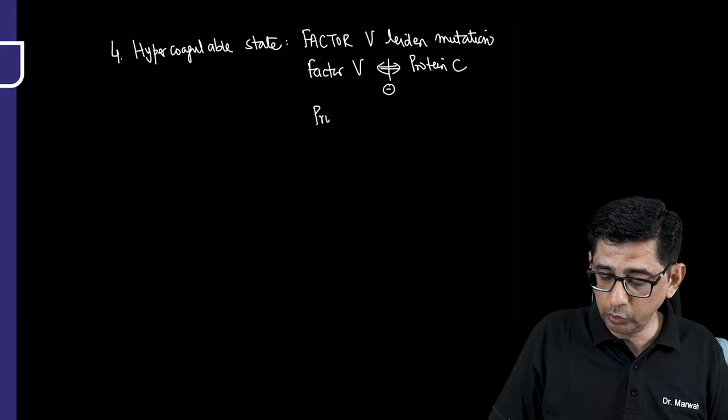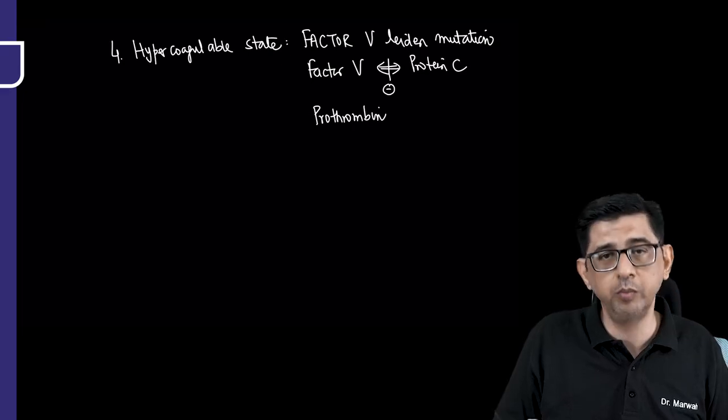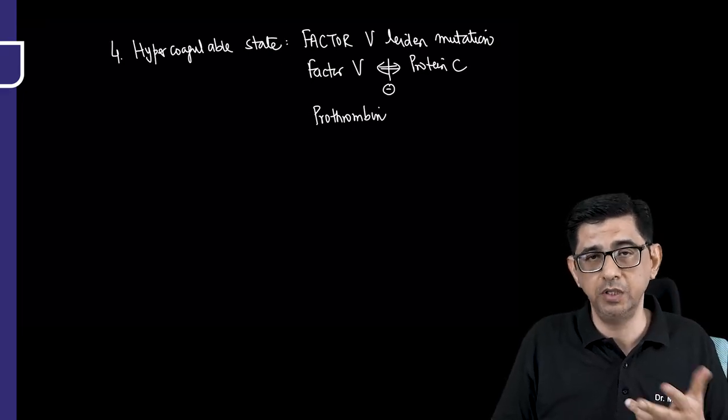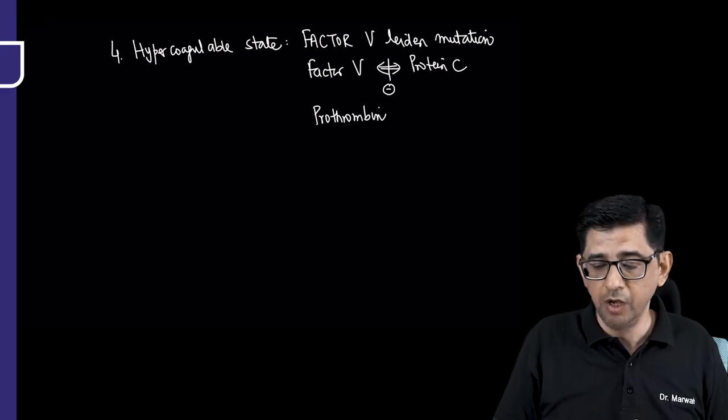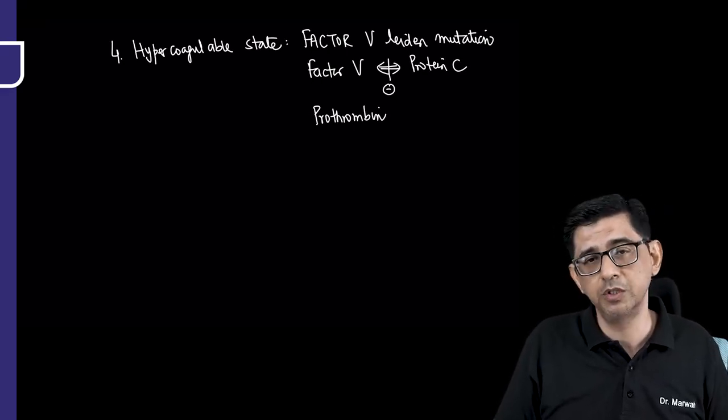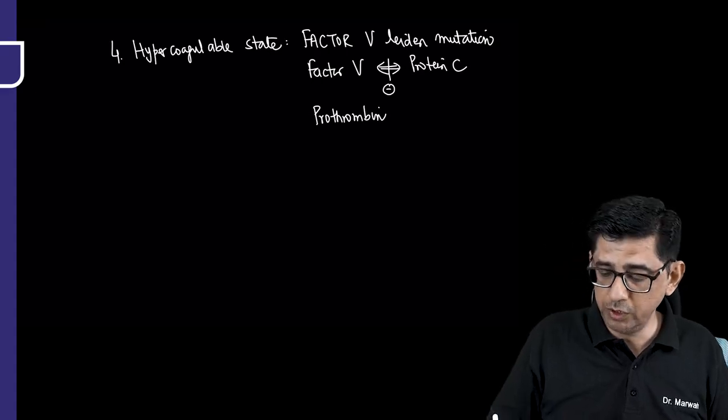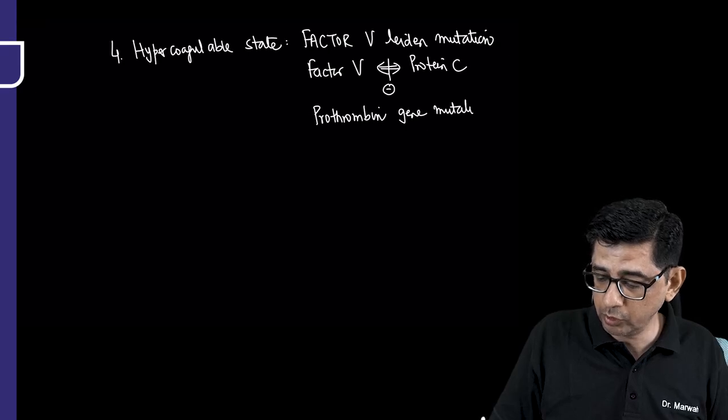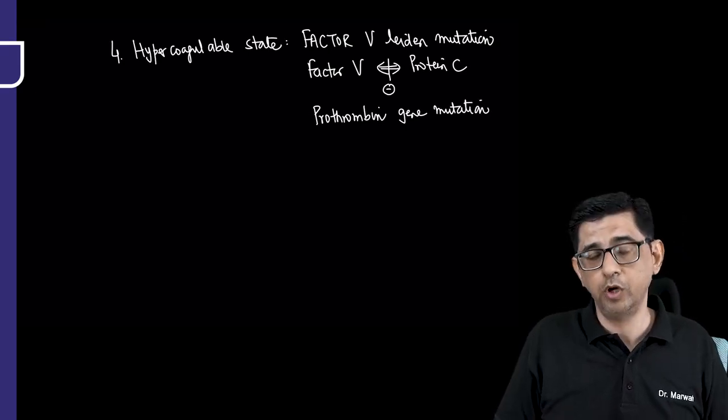Similarly, there's another prothrombotic state that you should be aware of. Pregnancy is a hypercoagulable state, everybody knows. So he's not going to give you a pregnancy-based scenario only. He might mention factor 5 Leiden mutation per se in a question, or he might mention prothrombin gene mutation. Again, in prothrombin gene mutation, the problem is that the blood levels of prothrombin are higher as compared to normal individuals.